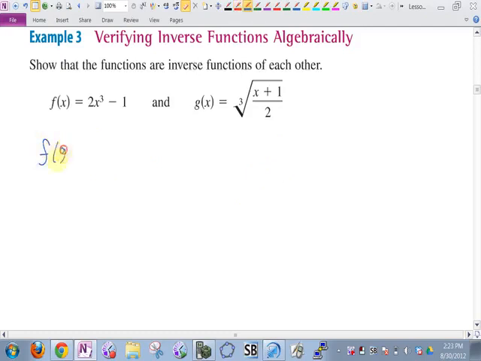So we do f compose g. What happens between the cube and the cube root? Cancel. Whoa, why did I write a 3 down there? What is wrong with me?